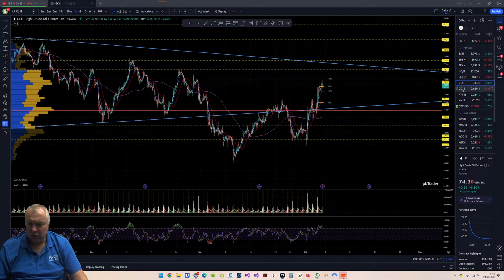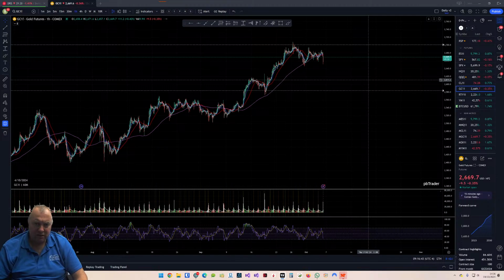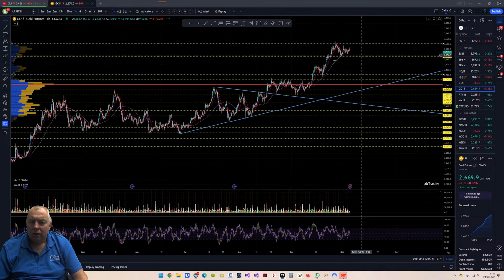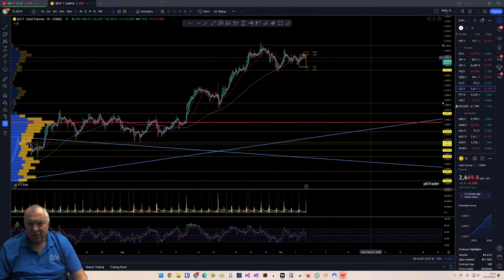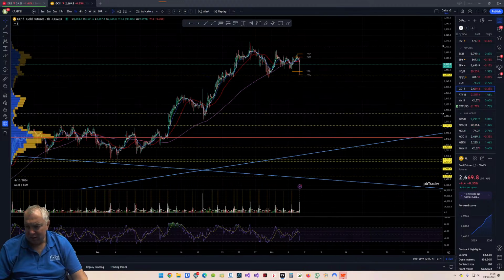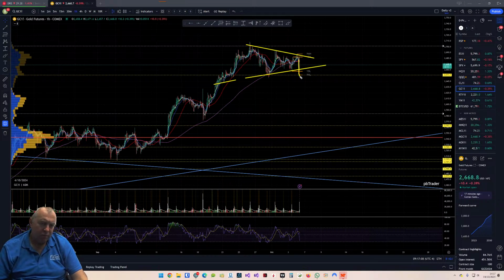Next up is gold, which has been on a massive bull run. Still doing what it was doing yesterday. In fact, it's a slight development. Just put a line in. We had this pattern forming. So that goes back to here. And now we've broken that pattern. So potentially we've broken this uptrend.